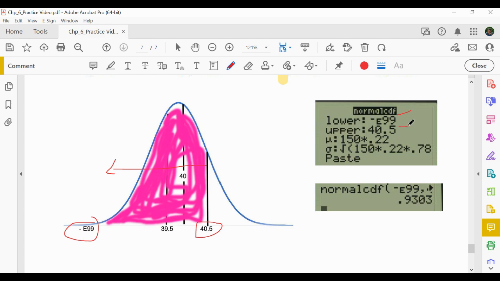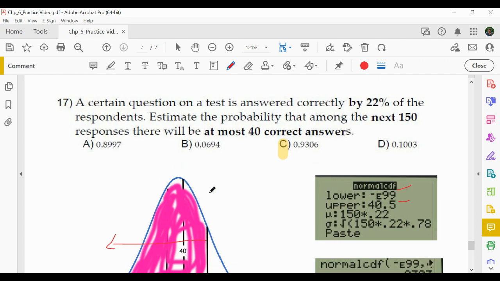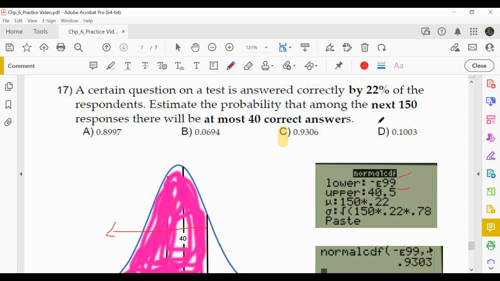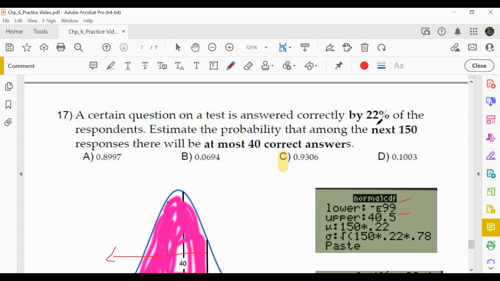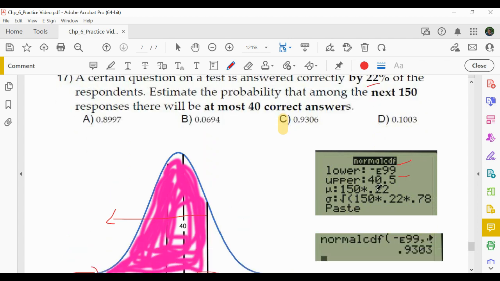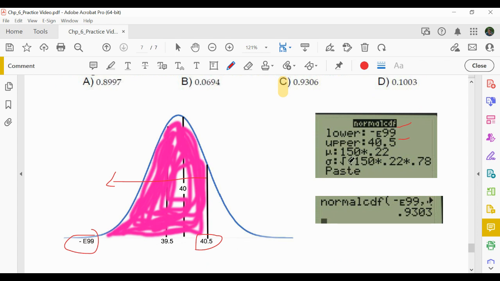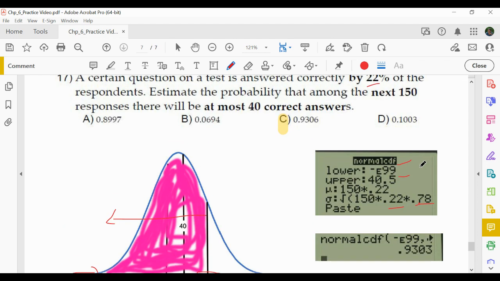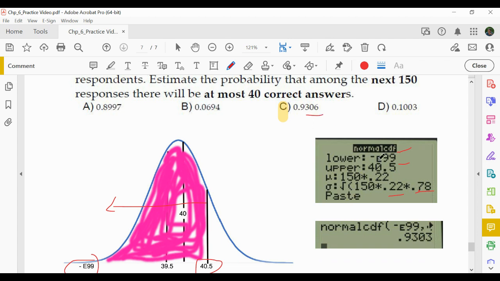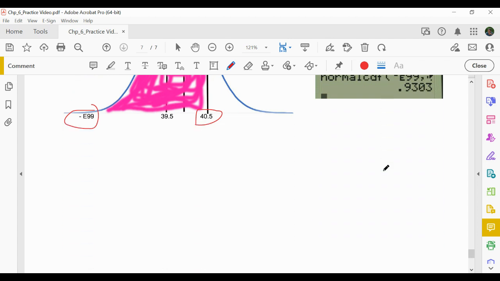There's my upper bound. Mean is n times p. He tells me I got 150 responses. There's my n. My p value is 22%, as a decimal 0.22. Sigma is the square root of n times p times q. Notice p and q have to add up to 1. If p is 0.22, q is 1 minus 0.22. 9303, pretty darn close, off by 3/10,000ths.